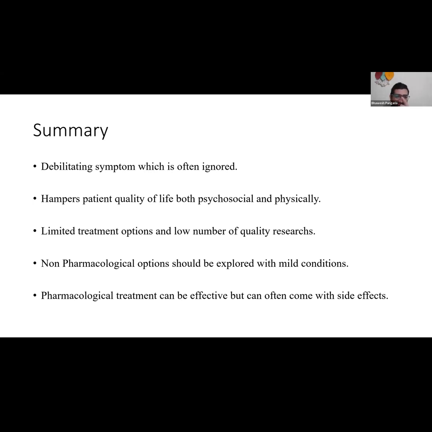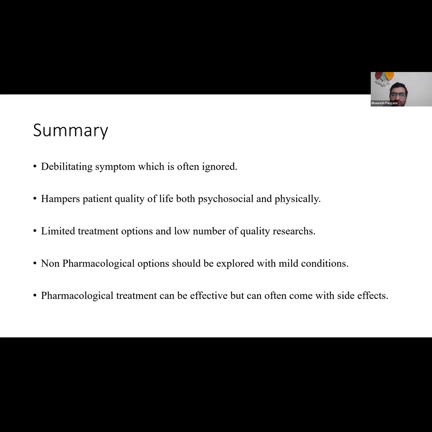So coming to the summary, it is a debilitating symptom which is often ignored. It's not only ignored by the patient, but also by the physicians. It hampers patient quality of life, both psychosocially and physically. Limited treatment options are available and a low number of quality researches are present at the moment.